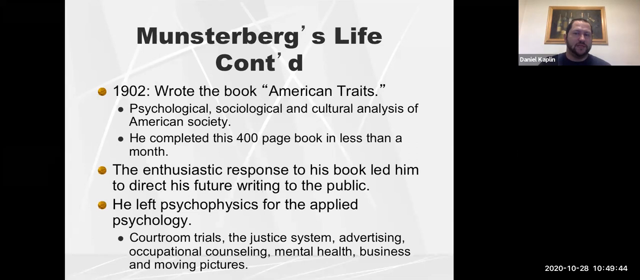So in 1902, he writes a book called American Traits, which tries to explain psychological, sociological, and cultural factors within American society. Prolific writer, he finishes this book in less than a month, over 400 pages, quite profound. Receives a lot of accolades and credit for this book. So he says, well, maybe he has a future in writing and writing to the public as his audience. So he starts to shift gears from psychophysics and his early work in Germany to applied psychology.